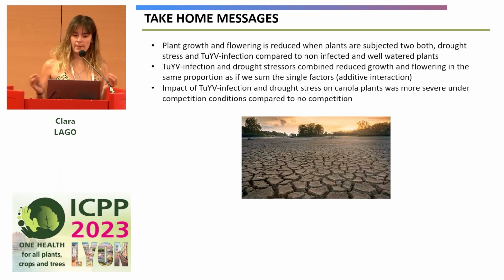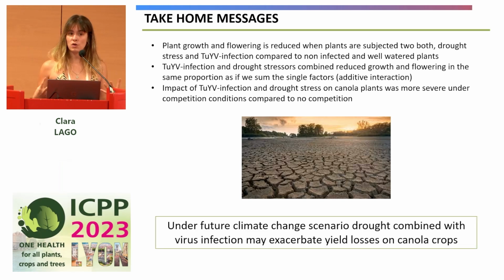So, to sum up, both plant growth and flowering were reduced when plants were subjected to both stresses, drought stress and turnip yellow virus infection, compared to non-infected plants under well-watered conditions. Turnip yellow virus infection and drought stress combined reduce the growth and the flowering in the same proportion as the sum of the single effects, so there is an additive interaction between these two stressors. And the impact of turnip yellow virus infection and drought stress on canola plants was more severe when plants are competing for resources compared to non-competition conditions. All these results combined show that under future climate change scenarios, drought combined with virus infection may exacerbate yield losses on canola crops.